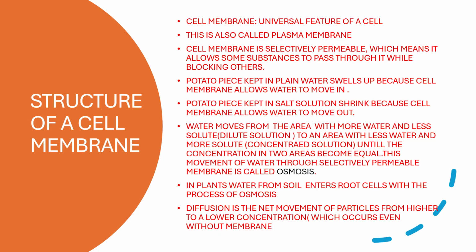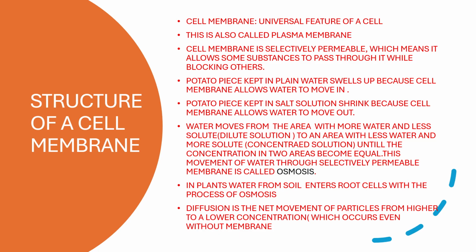Potato peas kept in plain water swell up because the cell membrane allows water to move in. Potato peas kept in salt solution shrink because the cell membrane allows water to move out. This is the process of osmosis.